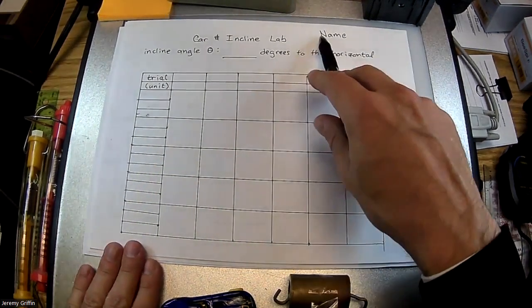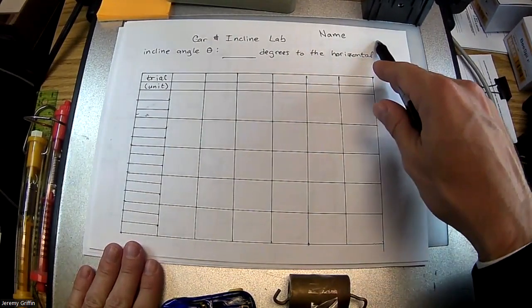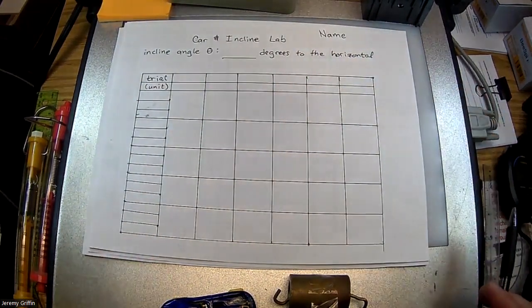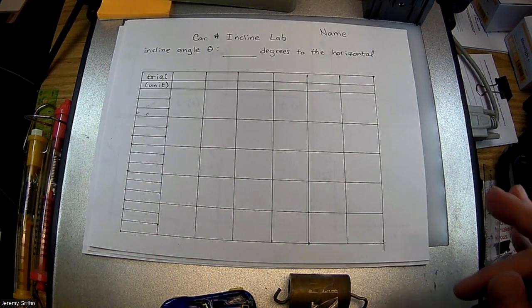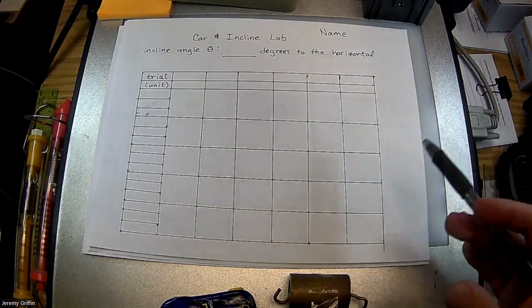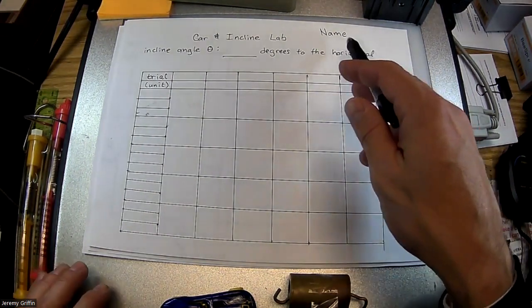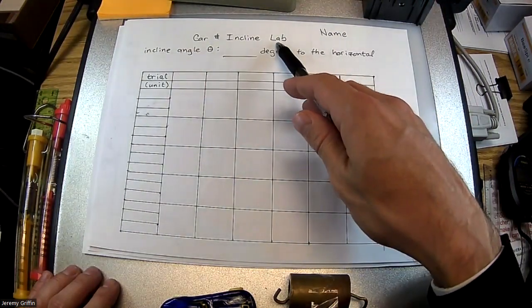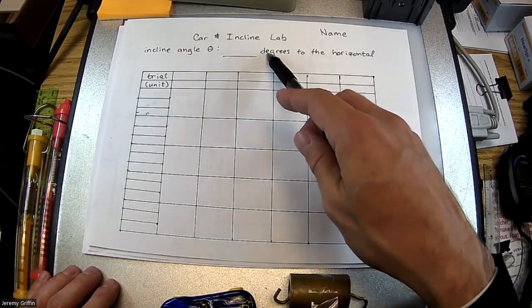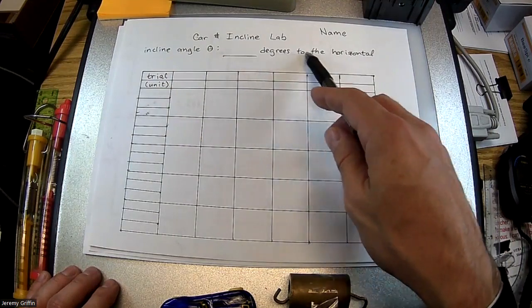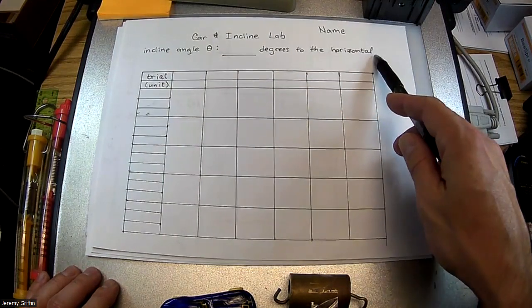So you wrote your name on your paper, right? Also, if you want to keep all your labs in a notebook, some of you brought composition notebooks. This is a good one for that. You don't have to. If you want to compile your own book after the fact, that's good too. Either way, you have a title, car and incline lab. Incline angle is blank degrees to the horizontal. Notice I specified to the horizontal.